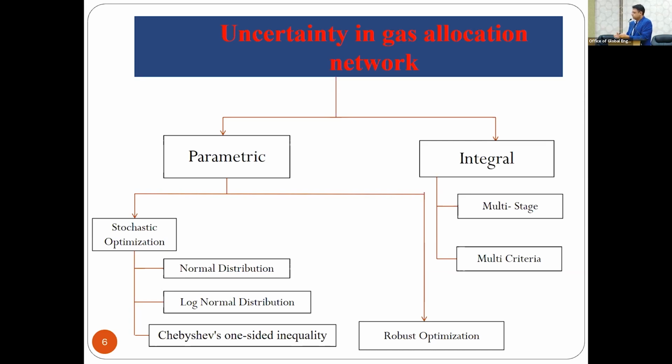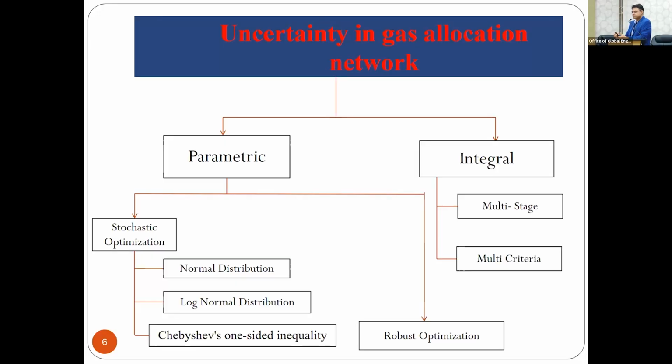There are some formulations, and we will look into those also. The other is integral uncertainty. Integral uncertainty can be multiple in multi-stage, because when we plan at this time, the uncertainty we will face is in some upcoming time in the future. So these are the uncertainties which we face in multiple stages and multiple criteria. Obviously, we are discussing the multi criteria in this presentation.